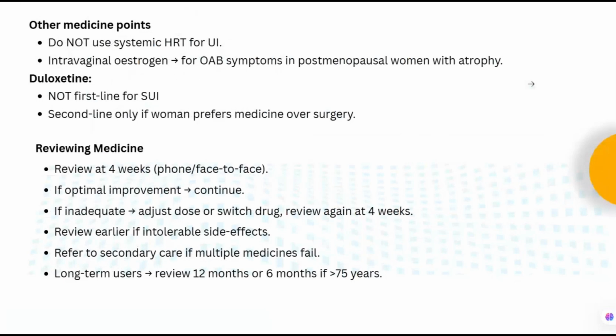But especially postmenopausal women with atrophy, in these cases you can think of intravaginal estrogen also. Okay. Then duloxetine is not a first line drug for stress urinary incontinence. The treatment for stress urinary incontinence is PFMT, surgery, and if declined, then comes the role of duloxetine. So it is not a first line treatment for stress urinary incontinence.